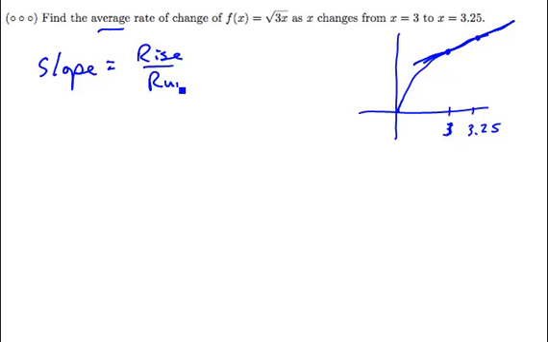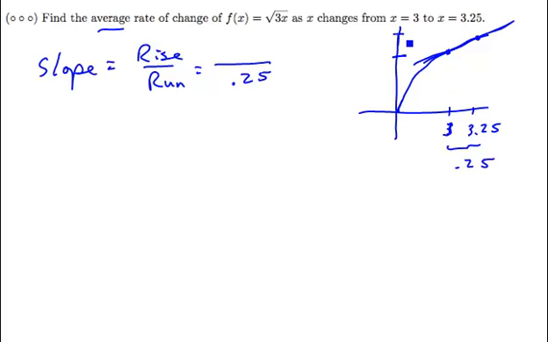So if we can figure out how much this function climbs and how far we need to run, then we've got this calculation down. Now the distance between 3 and 3.25 is 0.25. So our run is 0.25. So now all we need to do is figure out our rise. And that comes from the difference in the y values. How much does the function change from this point here to this point here?